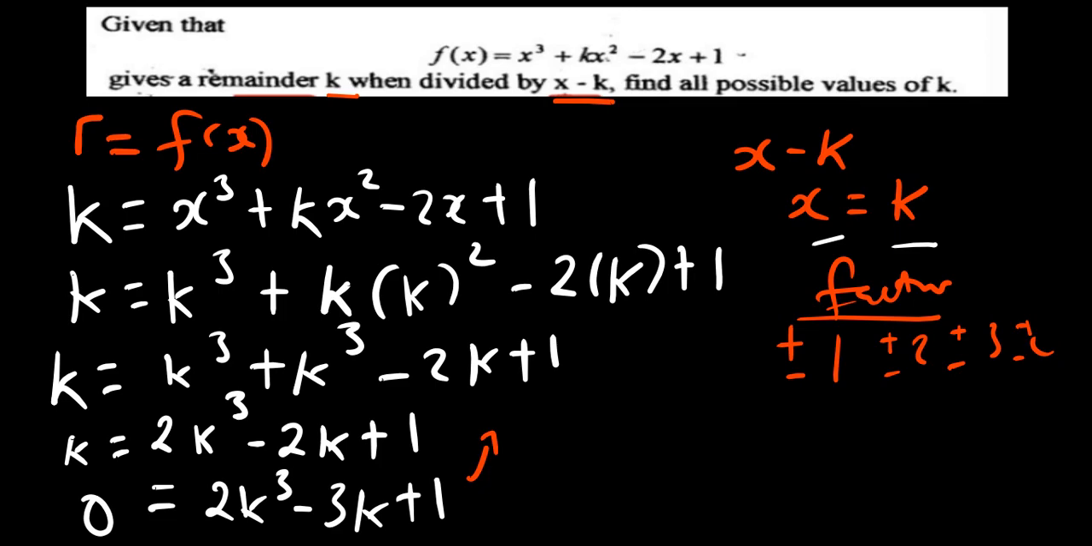So we're saying 1 is a factor, so it will just be k, in this case being a factor, just equals to 1. Okay, now how do we find other factors? How are we going to find other factors?